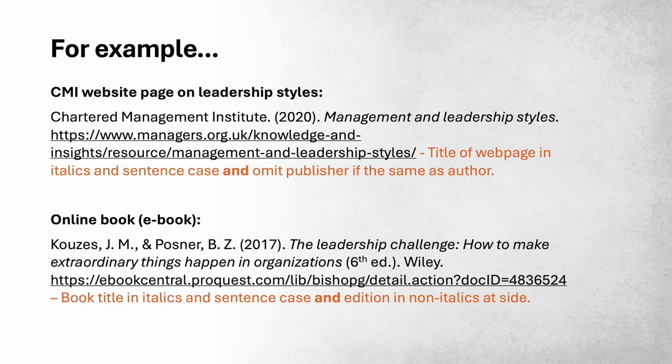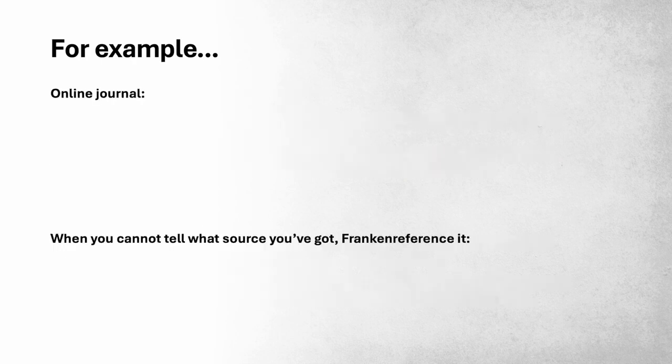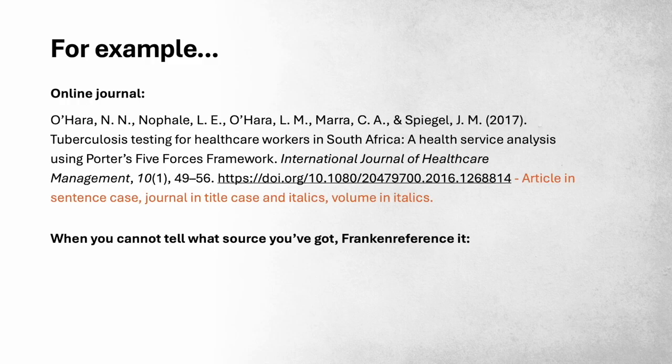Let's look at an online journal. There are a few more components to this. We have the authors at the start, always surname, comma, initial, full stop. The final author is always separated by an ampersand, followed by the year in brackets and a full stop. Then the article title is in non-italic type and sentence case, followed by a full stop.